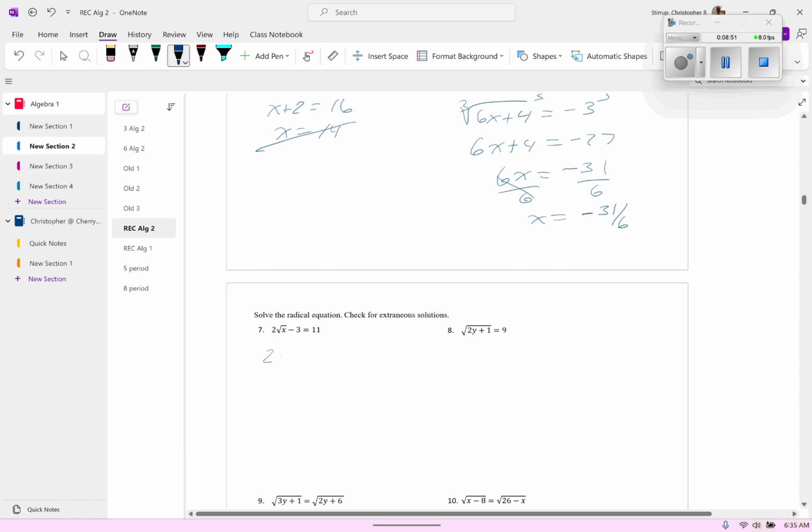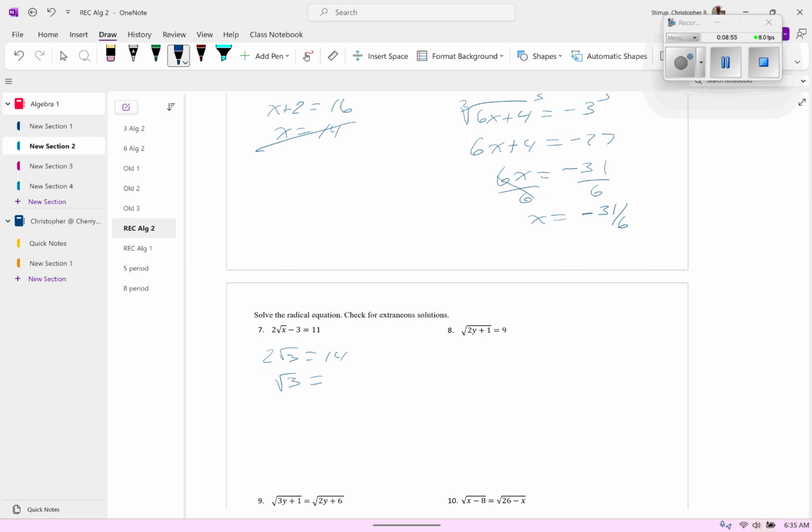Okay, we're going to add 3 to both sides first. Divide by 2. Oops, it's supposed to be an x, sorry. Square both sides, so x is equal to 49. That's going to work out. If I plug 49 in, that becomes 7, 14. Yep, works. Square both sides here.